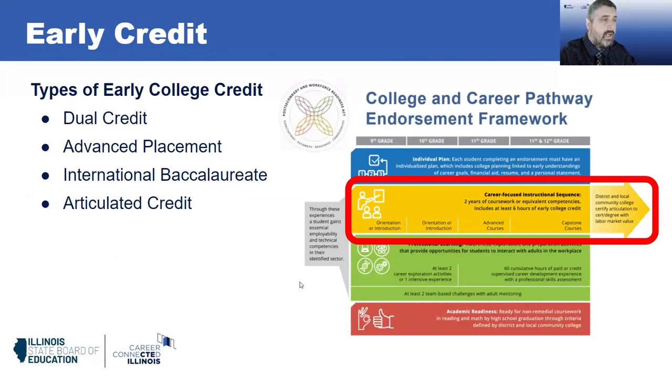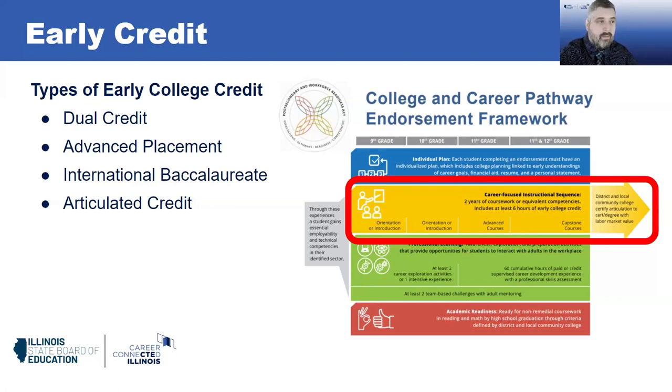And so again, talking about what kind of early college credit we are offering as well. It becomes a question: is it dual credit? Is it advanced placement credit? Is it international baccalaureate? Is it articulated? Those are conversations that should be happening as soon as possible in making those changes to the course sequence.